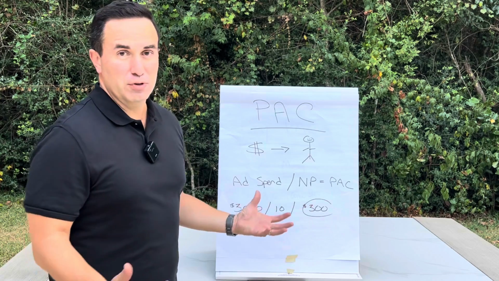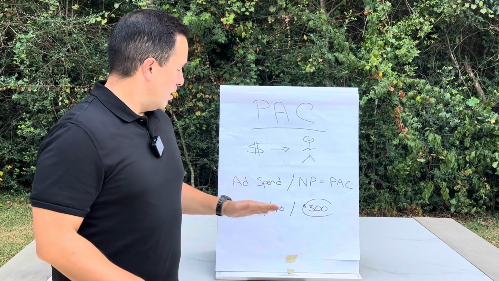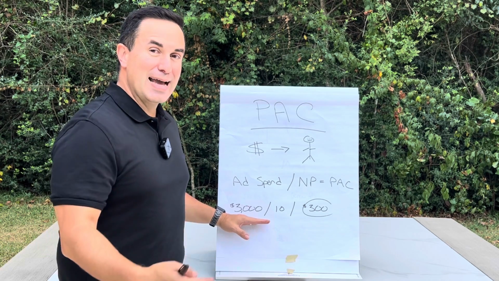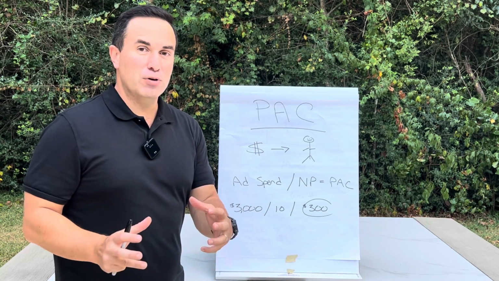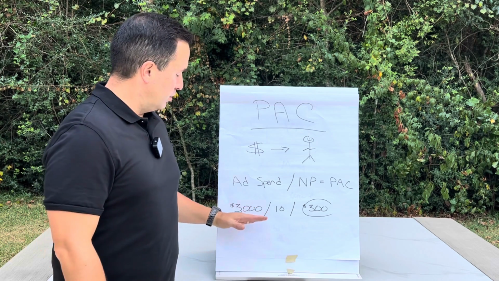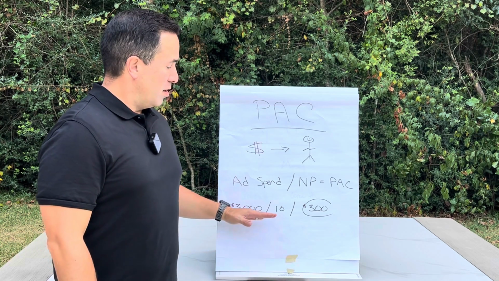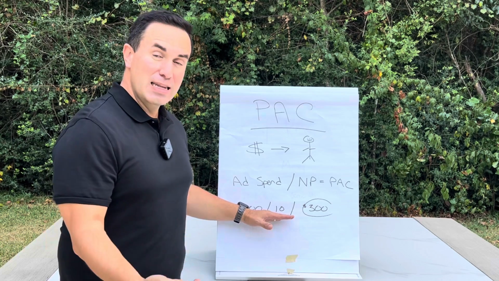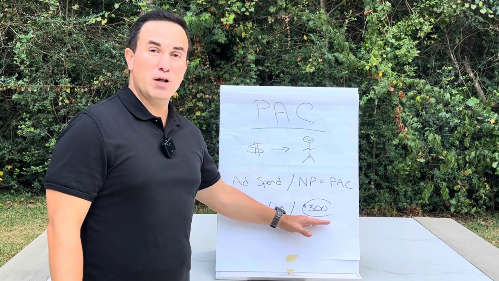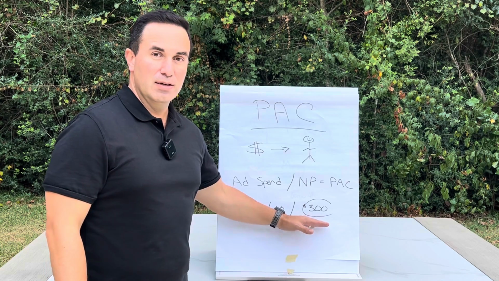So let's use Facebook, for example, if that's a channel you use. If you spend $3,000 a month on Facebook, that includes both management and ad spend. So let's say $500 is management and $2,500 ad spend. That's $3,000 total. At the end of the month, if you have 10 people that become paying patients into your practice, that's a $300 acquisition cost.